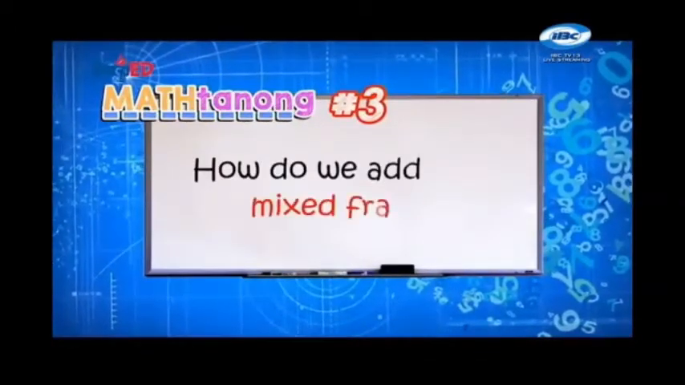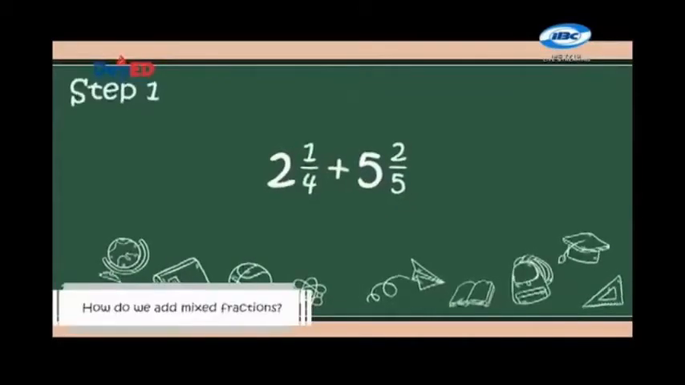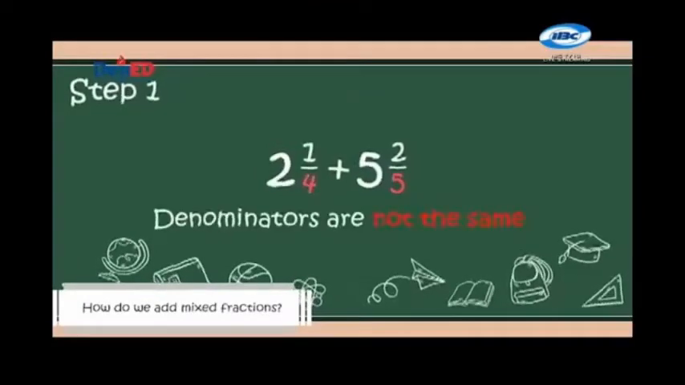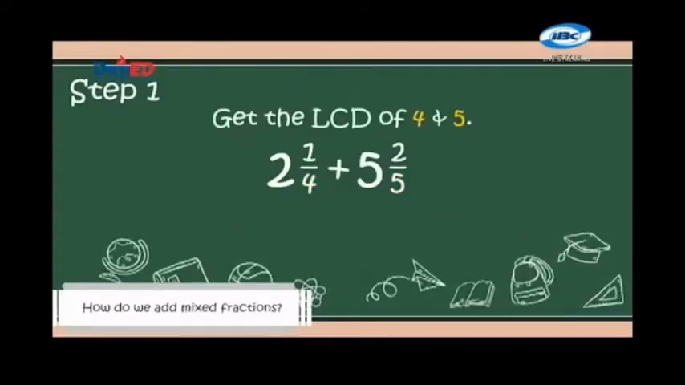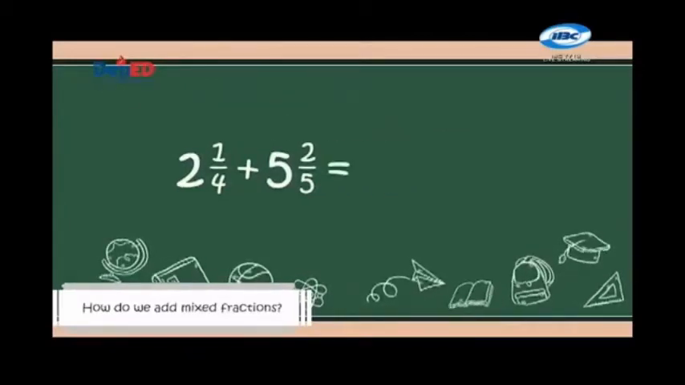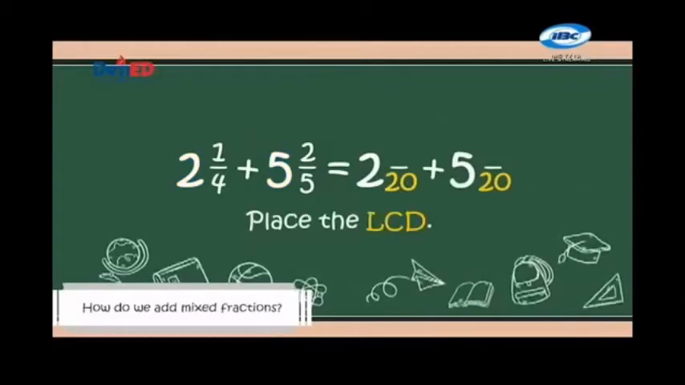Math Tanong number 3. How do we add mixed fractions? Let us try it. Step 1. Since the denominators of the fractions are not the same, we need to change them into similar fractions, for we cannot add directly. Change fractions to similar fractions through getting the least common denominator or LCD of 4 and 5. By using any method, the LCD of 4 and 5 is 20. Copy the whole numbers 2 and 5 and put the common denominator.